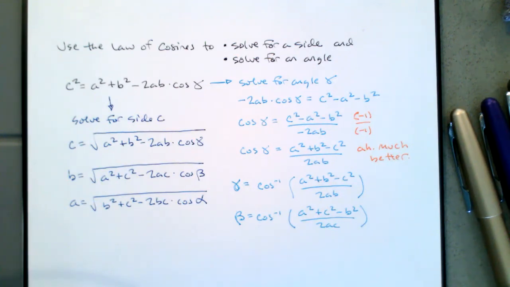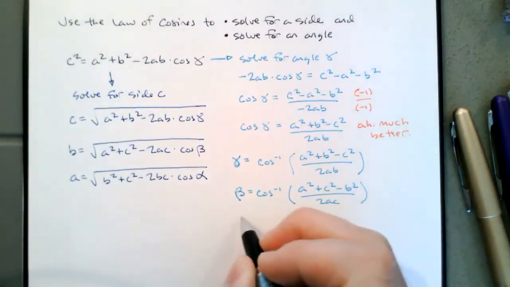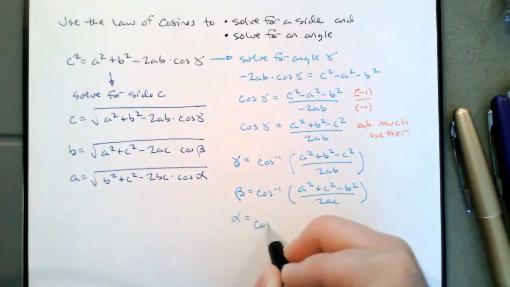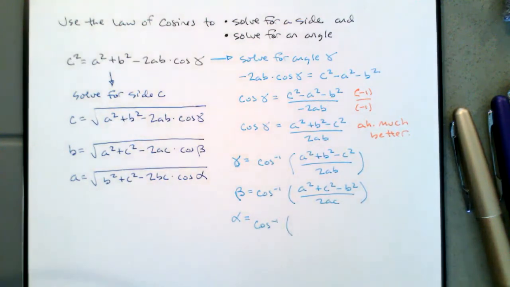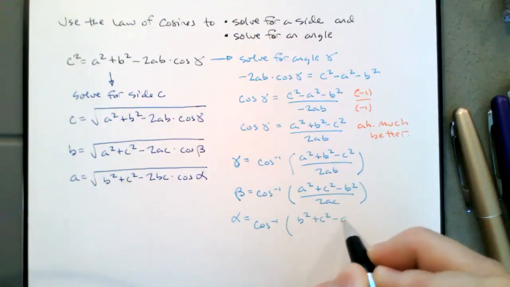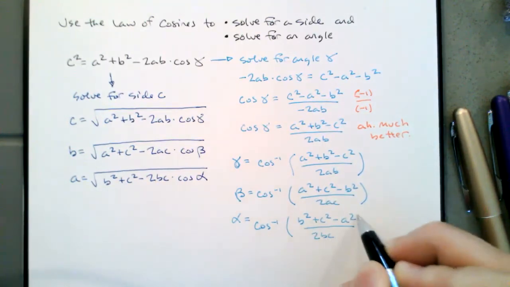Then I'll check very carefully to see if I permuted everything correctly, and I think I did. And then, of course, we have the alpha variant. The cosine inverse of, now the A and the B are going to have to switch. So I'm going to have B squared plus C squared minus A squared over 2BC.